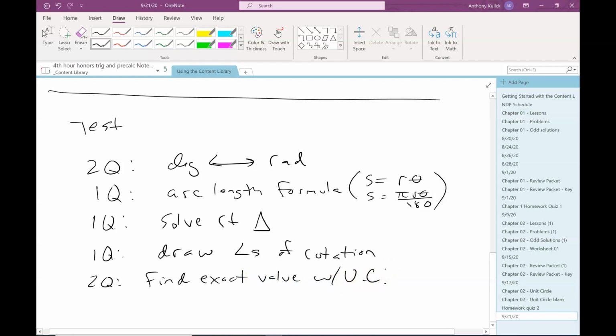I have two questions where I ask you to find the exact value using the unit circle. Will you be given the unit circle? Yes.